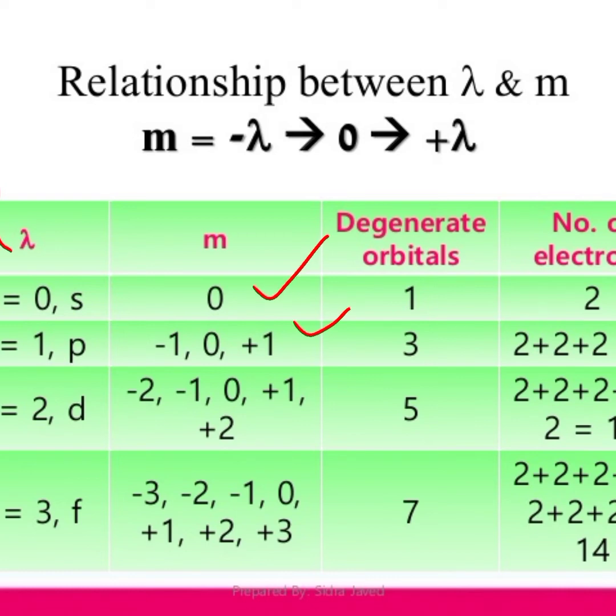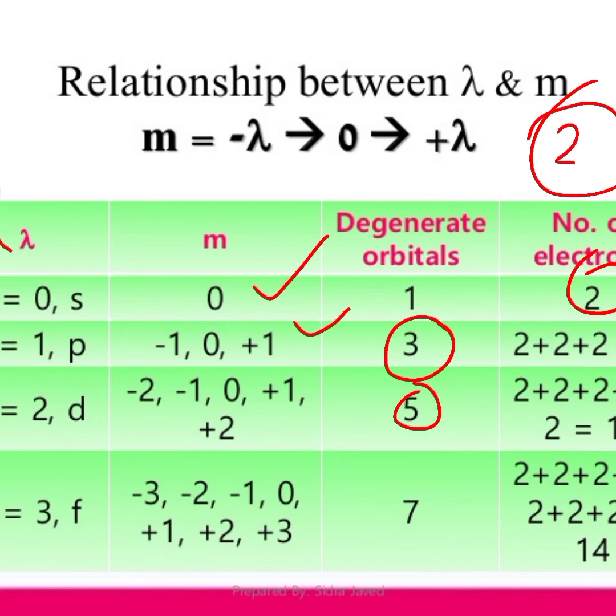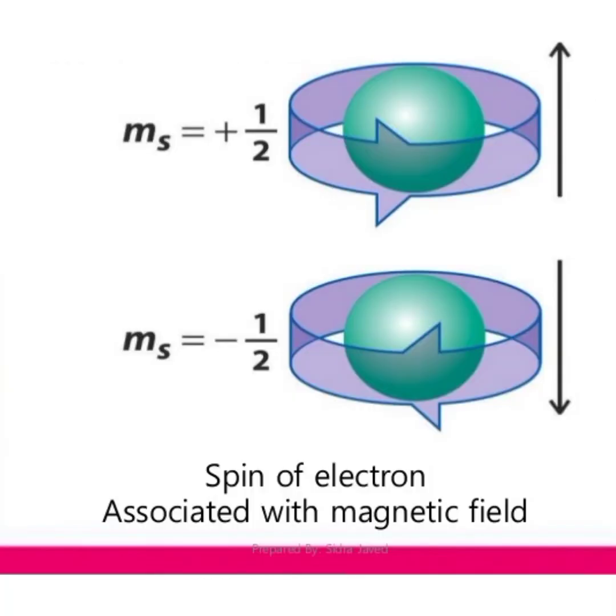So we know an s subshell can carry a maximum of 2 electrons. The p subshell has 3 degenerate orbitals. In each orbital it will carry 2 electrons. So totally 3 orbitals, 6 electrons. Similarly for d it's 5 orbitals, so it can hold up to 10 electrons. And spin quantum number, how the electron spins, either clockwise or anti-clockwise.